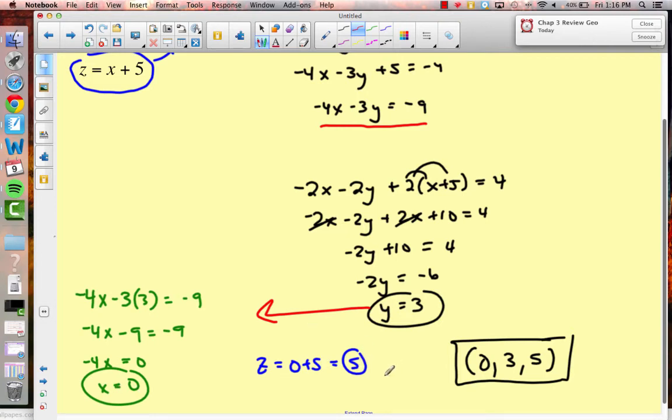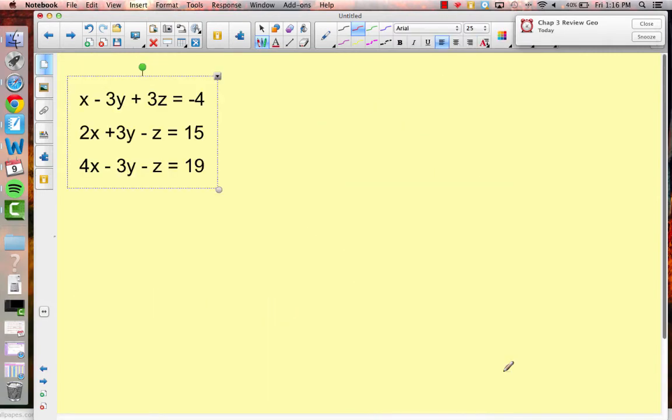So I've got all three variables. Write it as your ordered triple. You should be good to go. All right, let's take a look at this example right here, where I want you to use elimination.